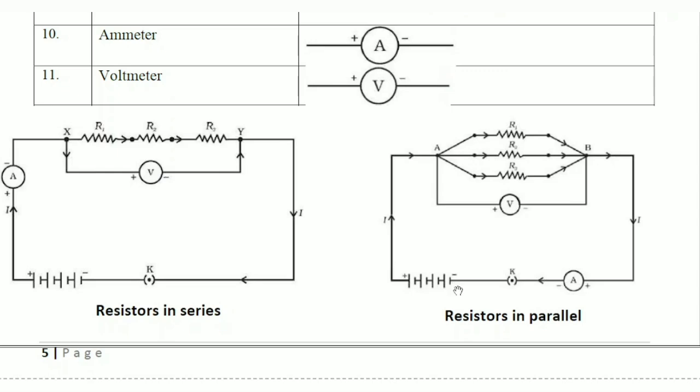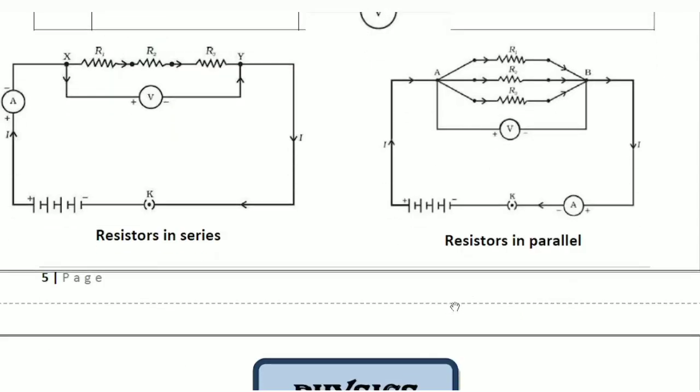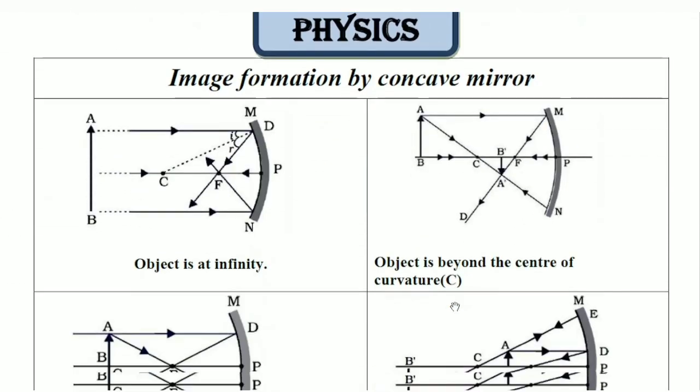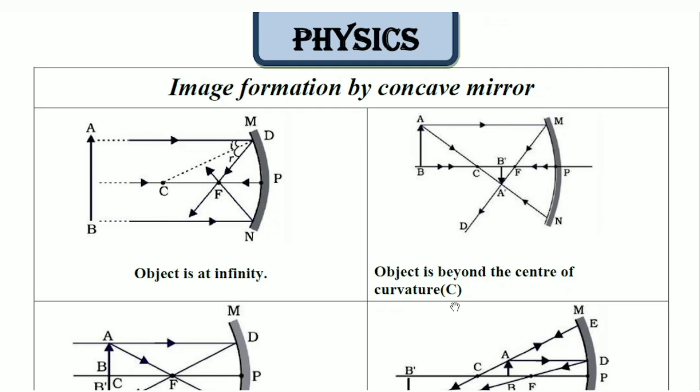But in physics you should concentrate on the ray diagram. The ray diagram is very important. They will ask for 3 marks, 100% they will ask for 3 marks. That is for a concave mirror or convex mirror. They may ask concave or convex, or they may give a choice also. Draw the ray diagram using a concave mirror or convex mirror, or concave lens or convex lens.